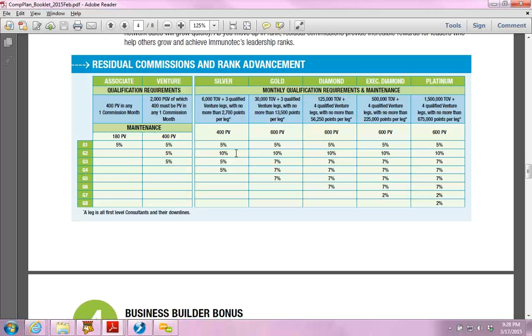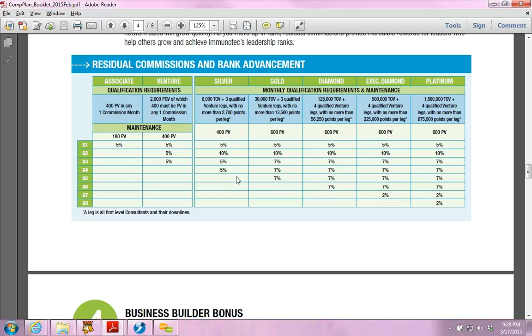In my case, Loretta is Wendy's friend. Wendy is my G1, my first generation. I get a 5% commission on her purchases. But Loretta is my G2, second generation, and I get paid a 10% commission on her purchases because the company wants me to help grow my downline.